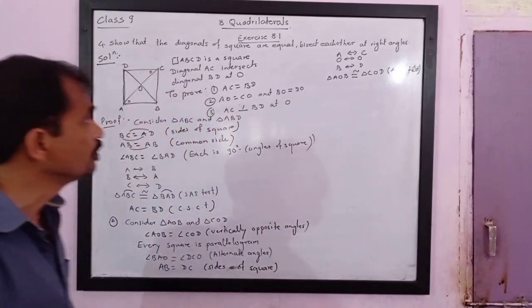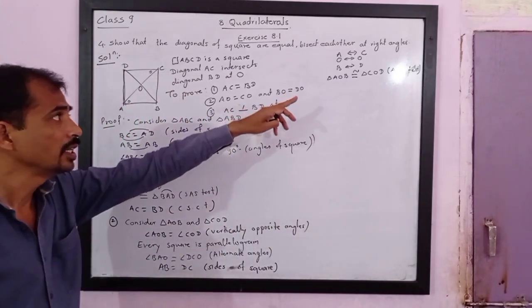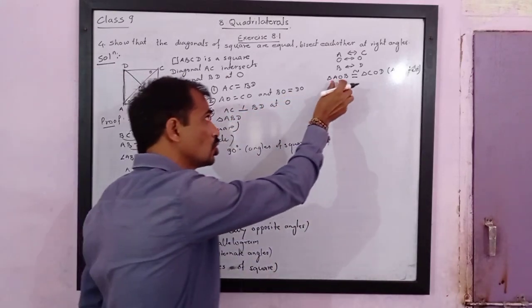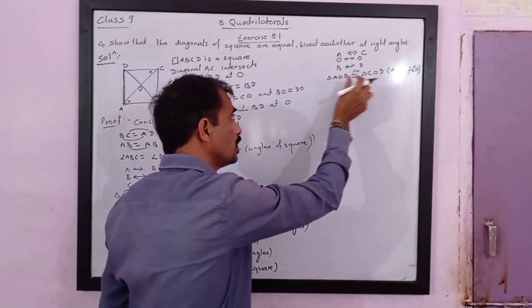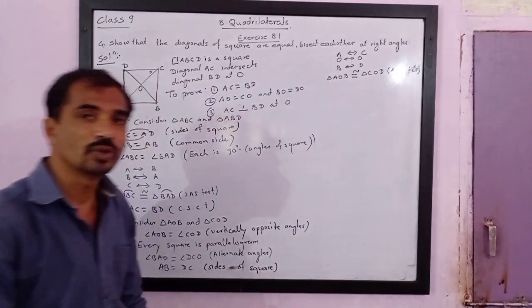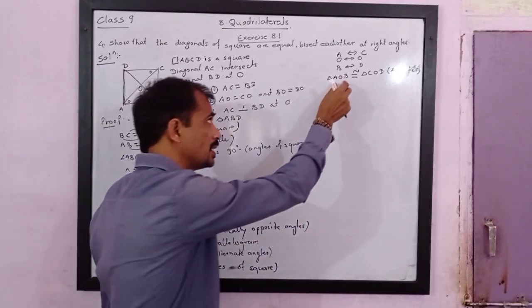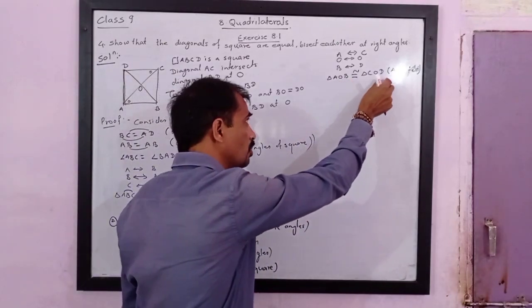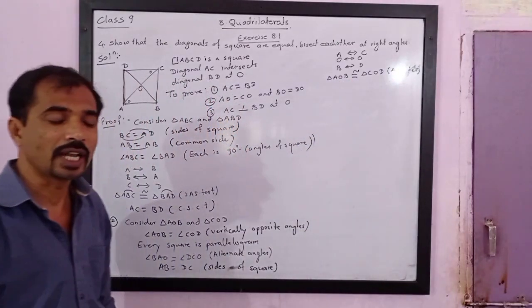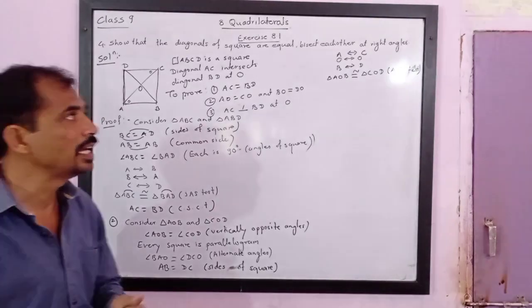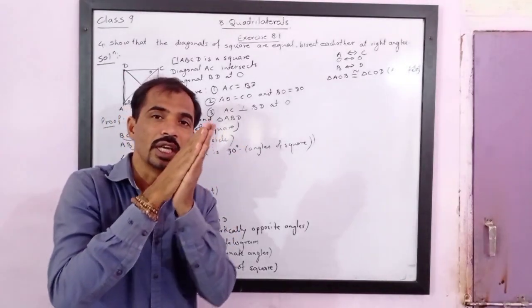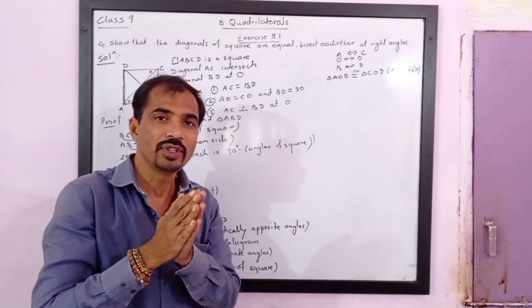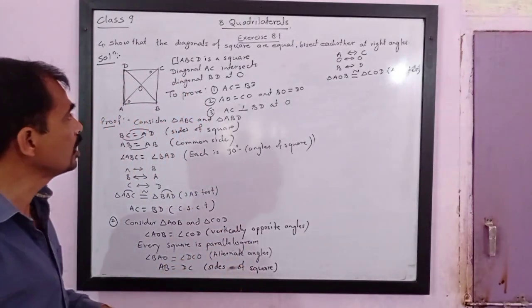Now watch carefully. Two triangles are congruent. It means the side formed by the first two vertices must be equal to the side formed by the first two vertices, and the side formed by the second and third vertices must be equal to the side formed by the second and third vertices. That is, if you keep triangle AOB on triangle COD, then all three sides will coincide with each other and all three angles will coincide with each other.